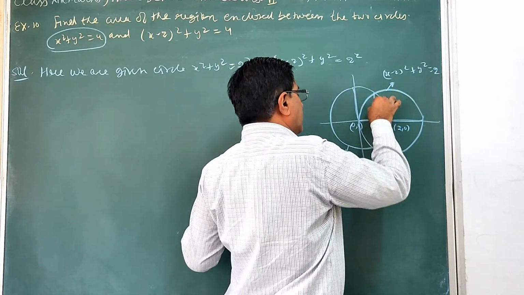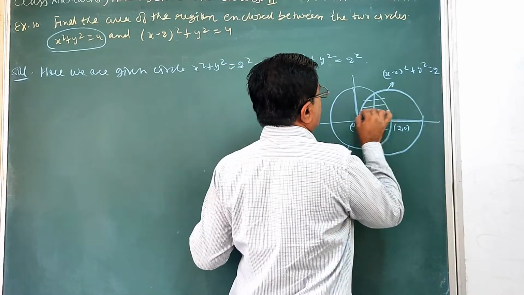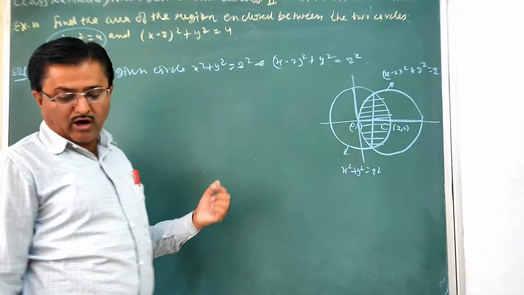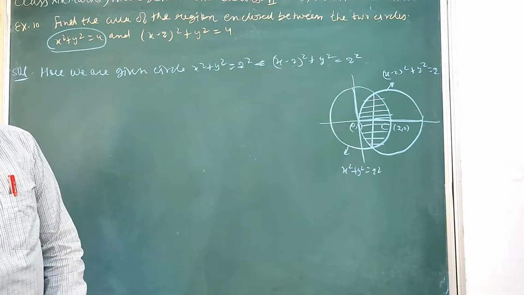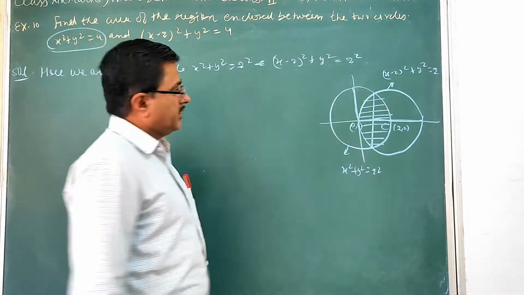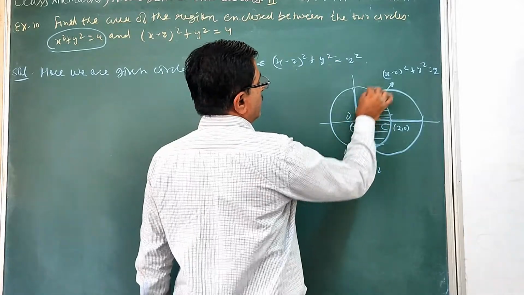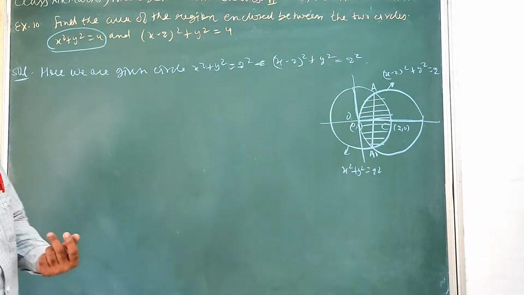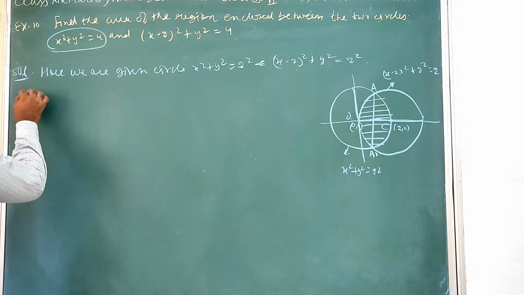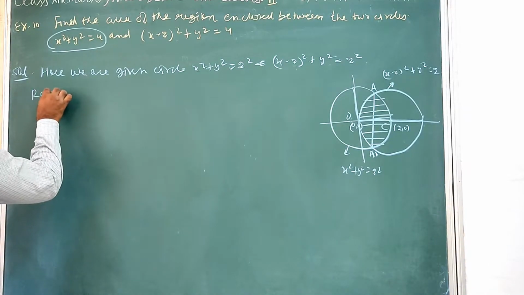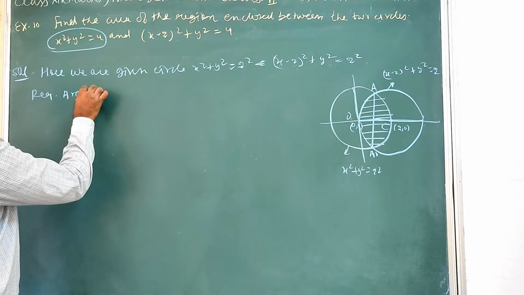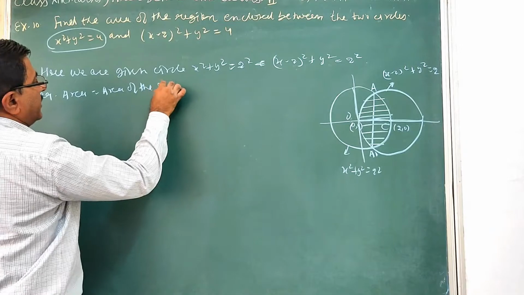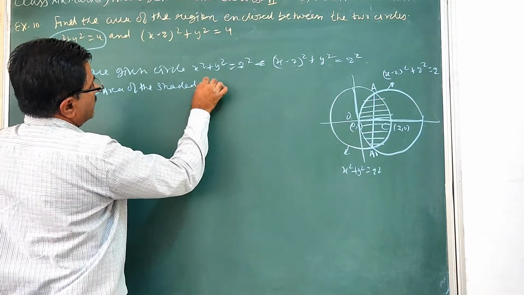So now we have to find the area enclosed between these two circles. It may be in the first quadrant or the fourth quadrant. So you may mark points A, C, A dash: O, A, C and A dash. This is the required area. Clear? So the solution is like this: required area equal to the area of the shaded region.